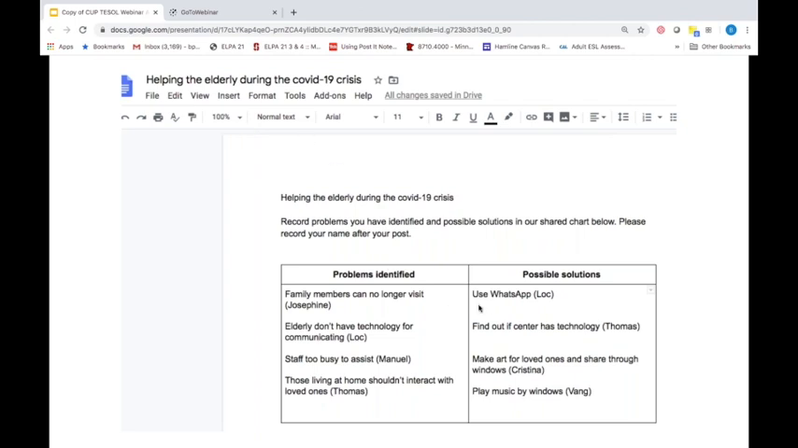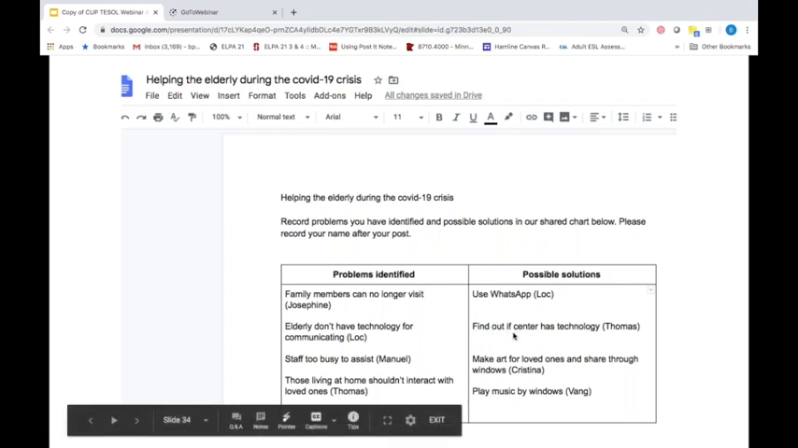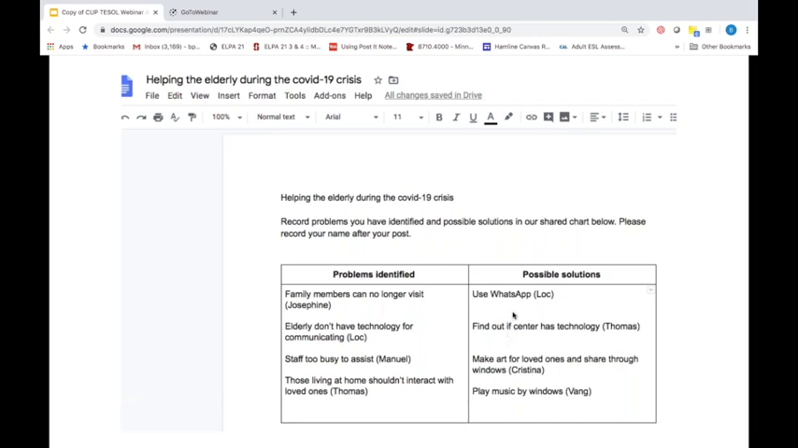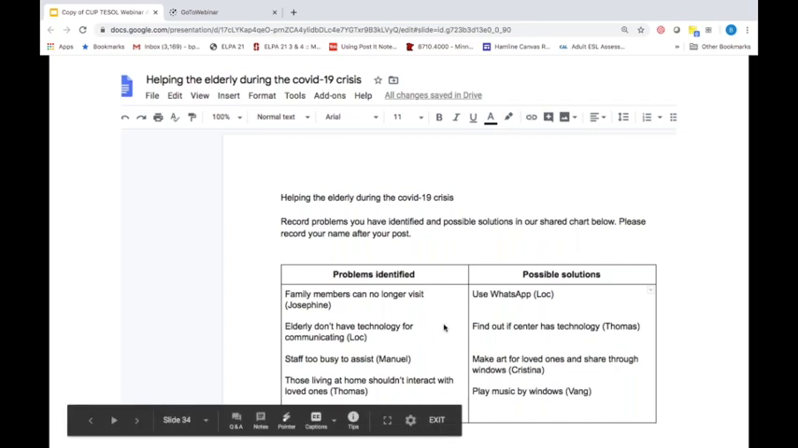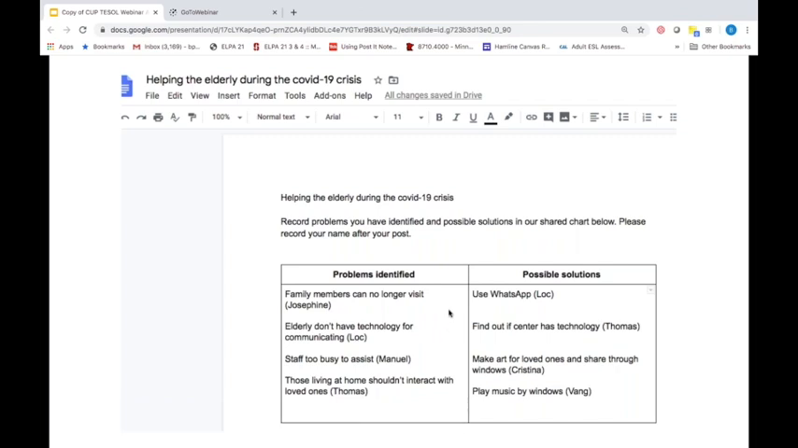So students then go in and suggest, well, what could we do about that? Well, maybe we could try using WhatsApp, or find out if the center has some technology that the residents could use. Or maybe we could make art for our loved ones and share that through some windows. Or what about if we were to play music outside? So this is a way for students to engage virtually, remotely, in sharing their ideas about readings they've found. This is a technique you could obviously use face-to-face, but I wanted to share an idea of how you might apply this within our current context.